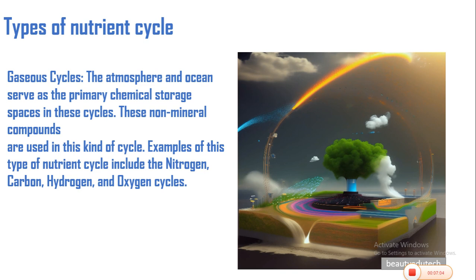Then the plants also take in carbon dioxide and produce oxygen again. It's moving in a cycle. That's what the gaseous cycle is all about.